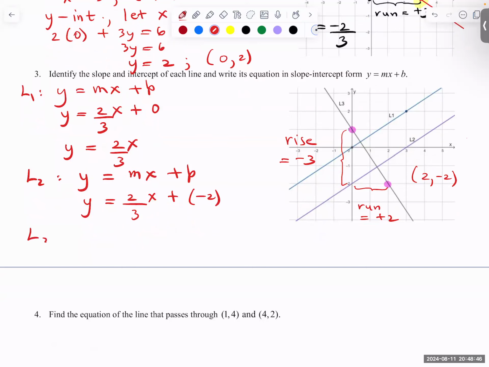So for line 3, the equation is y equals mx plus b. y equals the slope, rise over run, which is -3/2, which happens to be the negative reciprocal of the slope of line 1 and 2. And therefore, it's a line that's perpendicular. So y equals -3/2 x plus b, where the y-intercept is 1.